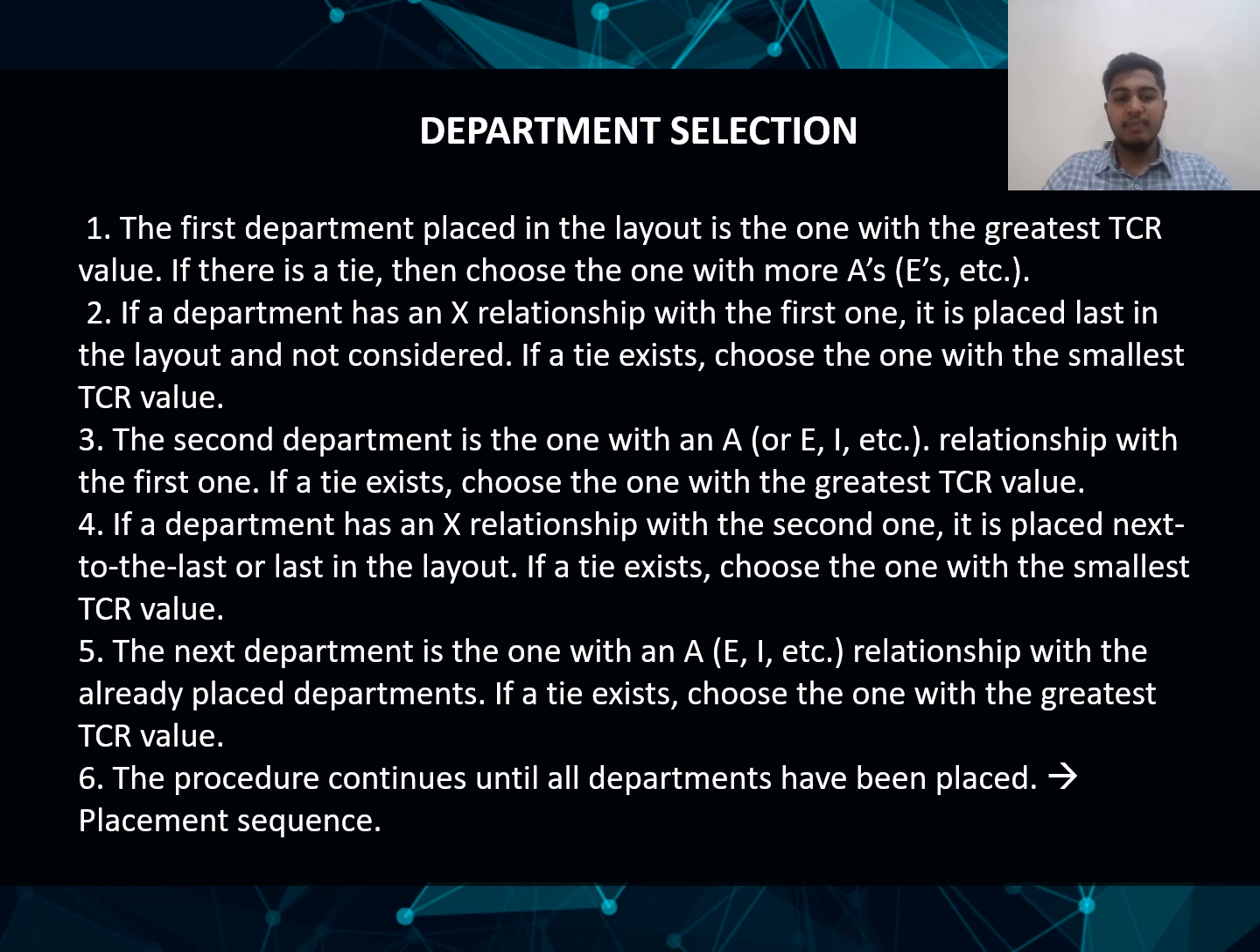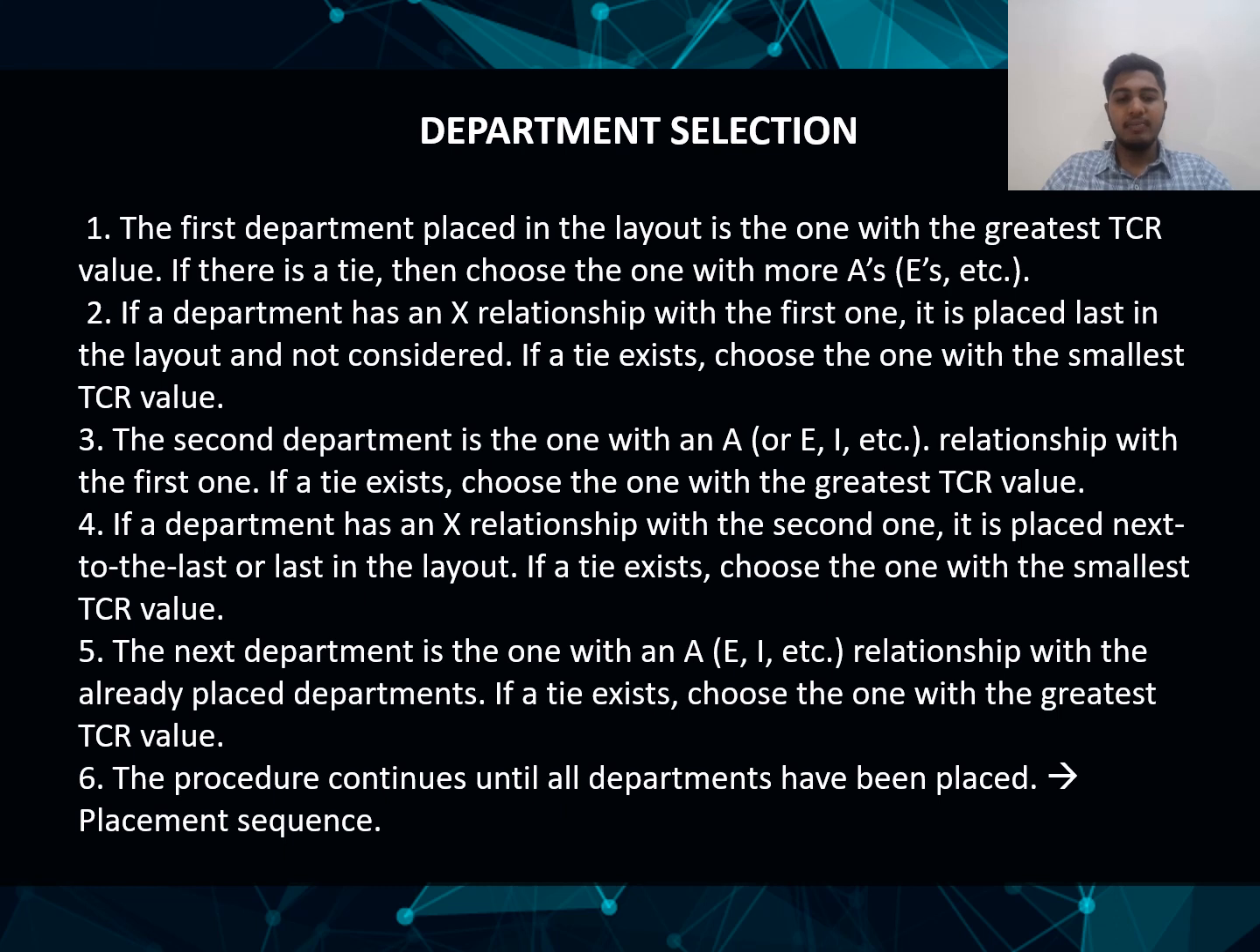The second department is the one with an A or E or I, etc. relationship with the first one. If a tie exists, choose the one with the greatest TCR value. If a department has an X relationship with the second one, it is placed next to last or last in the layout. If a tie exists, choose the one with the smallest TCR value.